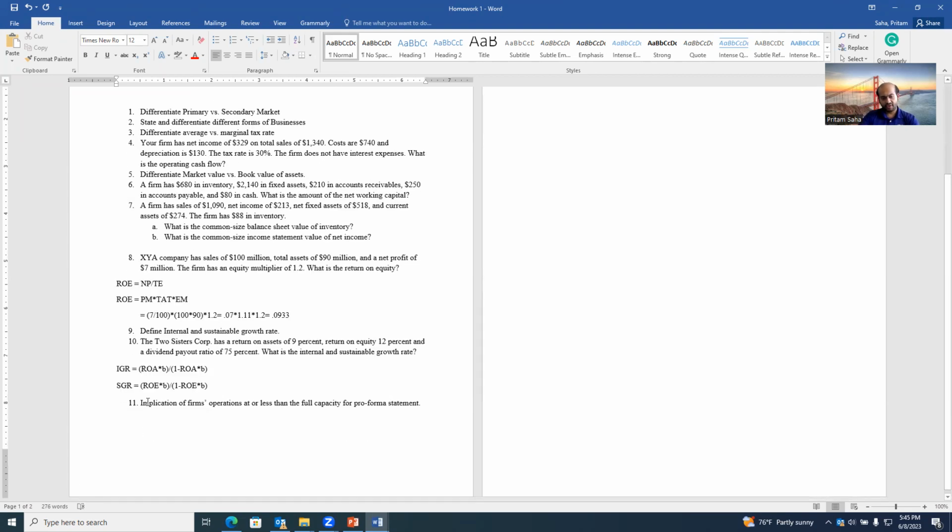Implication of the firm's operation at or less than full capacity: full capacity means how much assets you are using to generate sales. If you are working at full capacity, for additional growth you need to invest in fixed assets. If you're not working at full capacity, you don't need to invest in fixed assets for additional growth. That's it. We're done with chapter 4 and all the homework. Good luck. In the next class, we'll start chapter 5. Thank you.